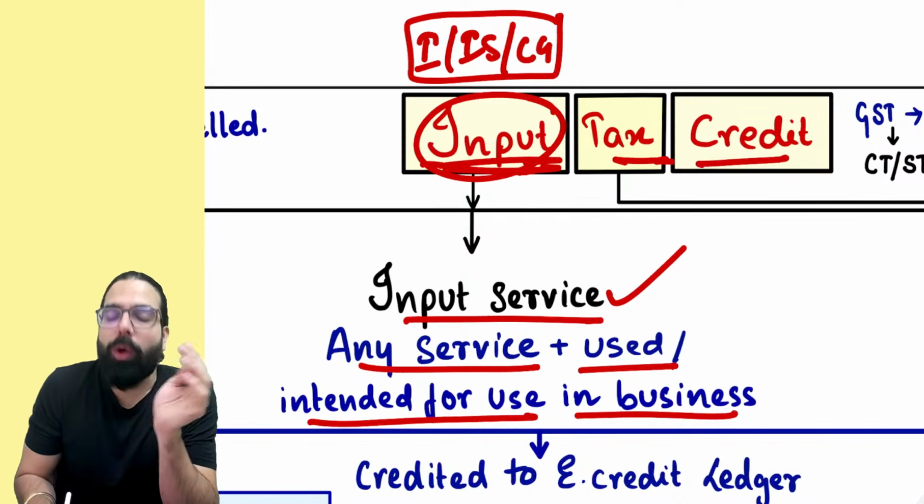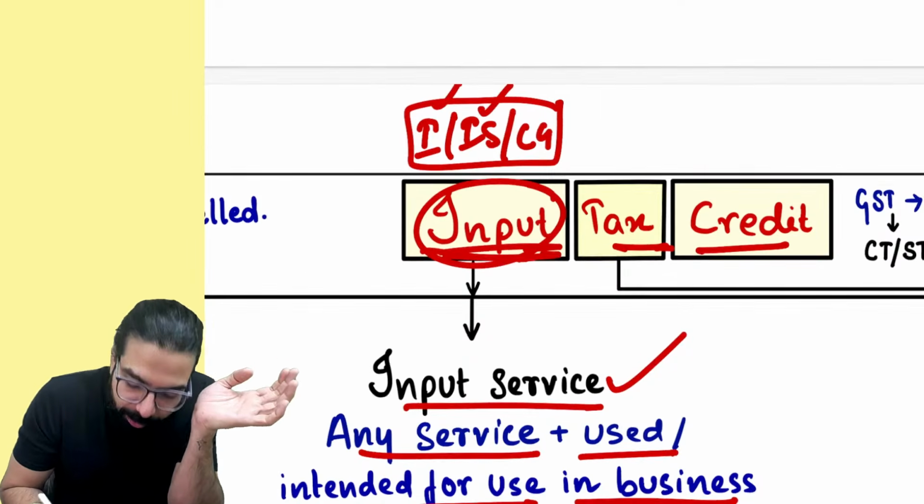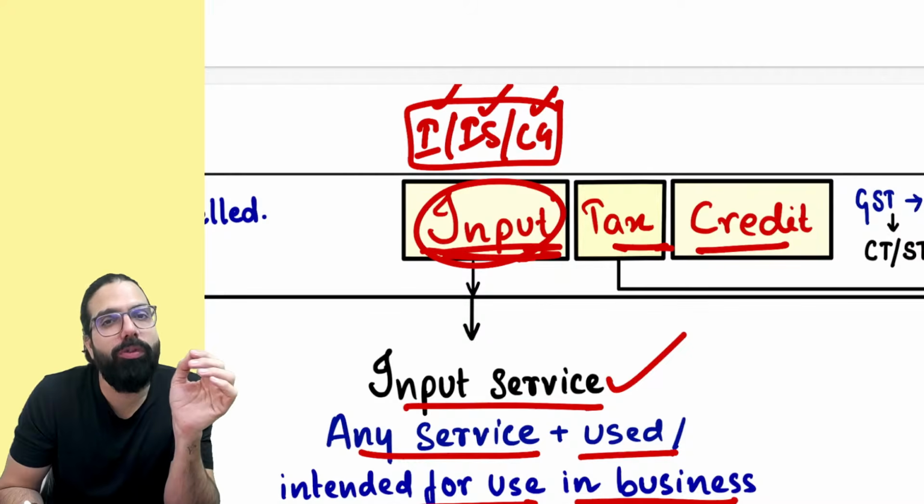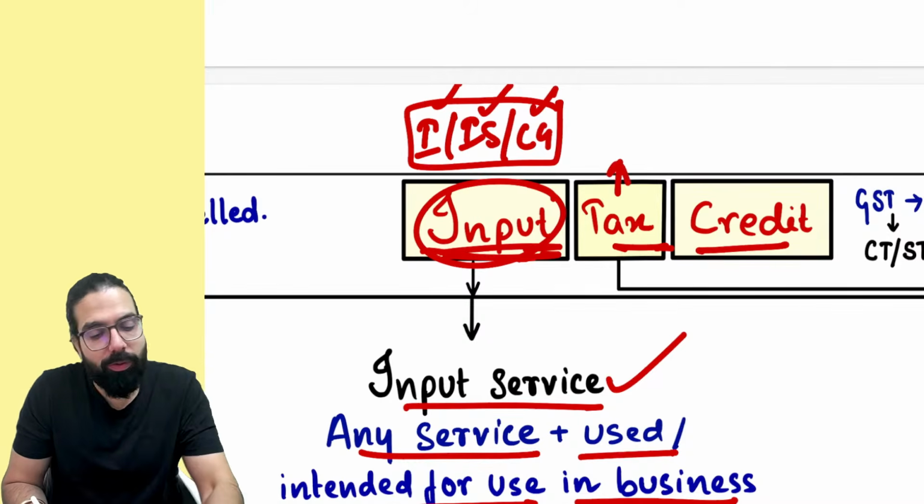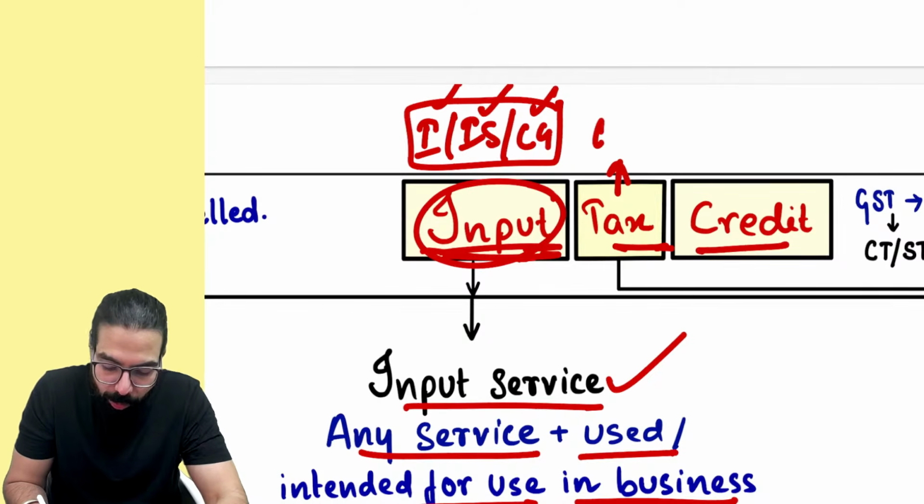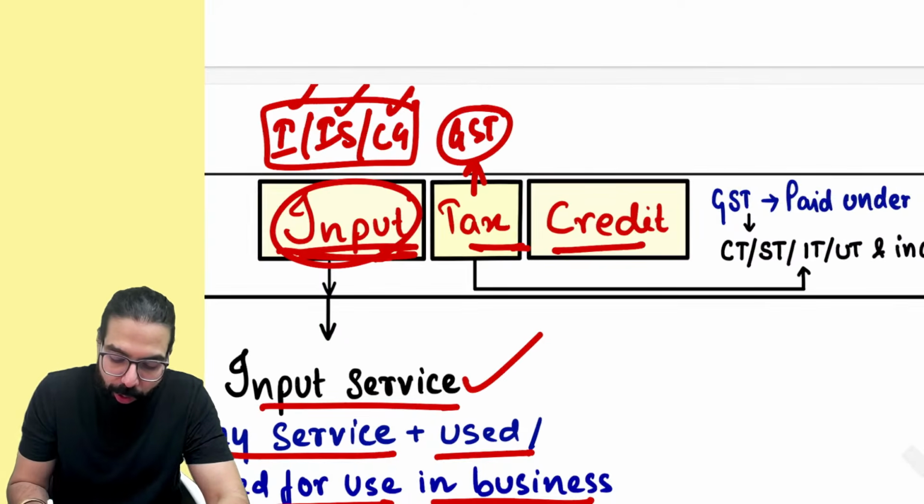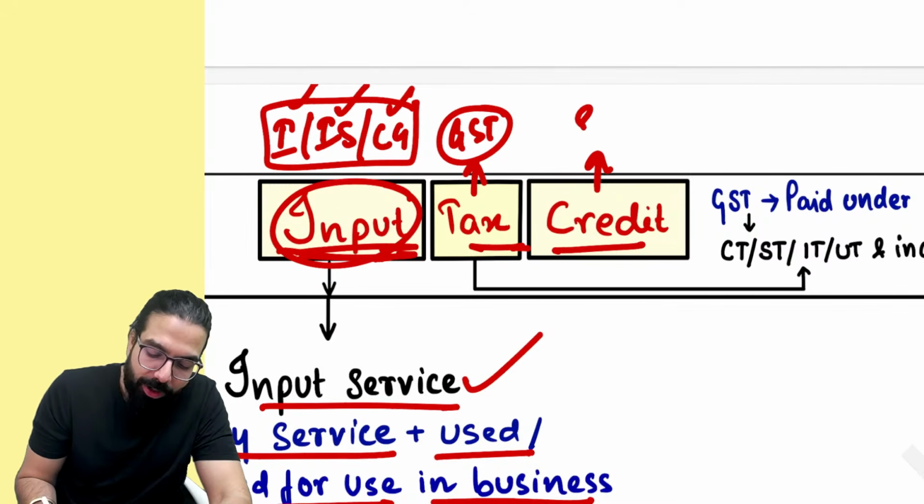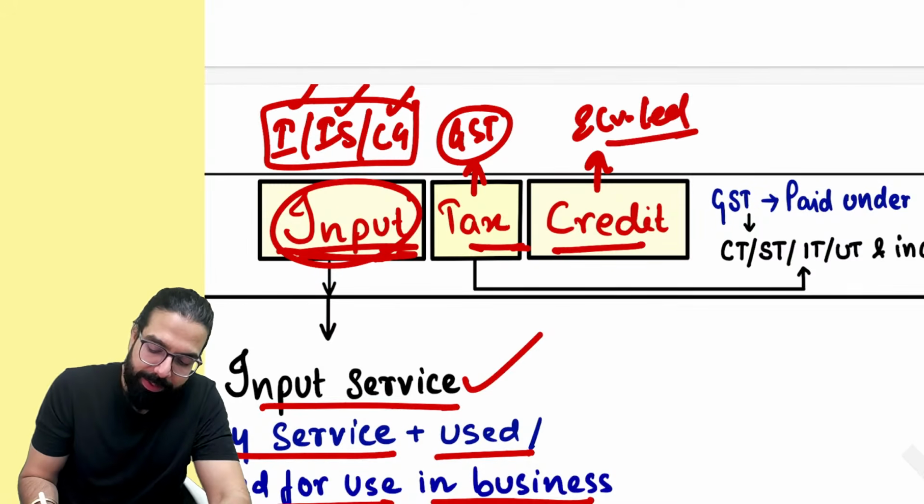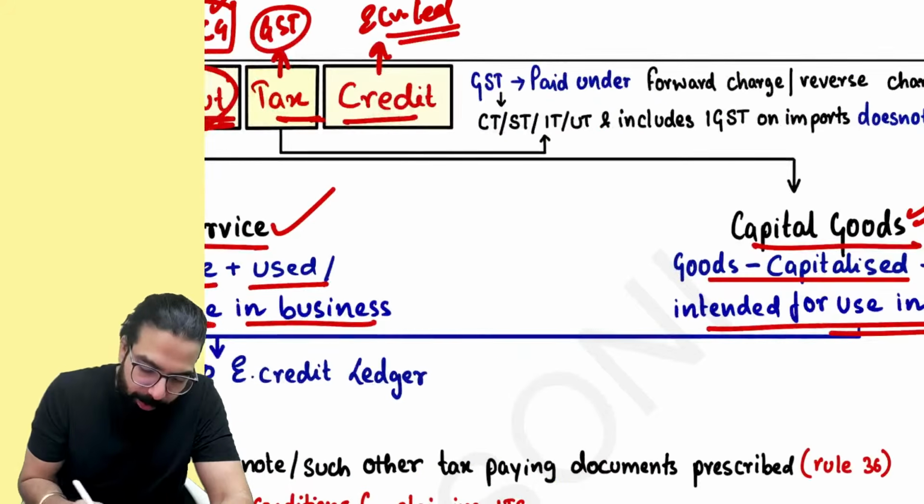But what they meant was, even if you buy input, even if you buy input services, or you buy capital goods for your business, whatever tax you pay, tax means what, sir? Tax means whatever GST you pay. Tax means whatever GST you pay, you will always go ahead and get the credit. Credit you will always get in your e-credit ledger. That's all they have gone ahead and told. Sir, what do you mean by tax?